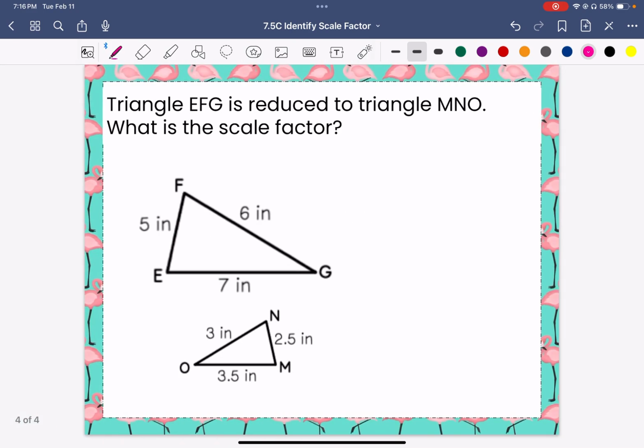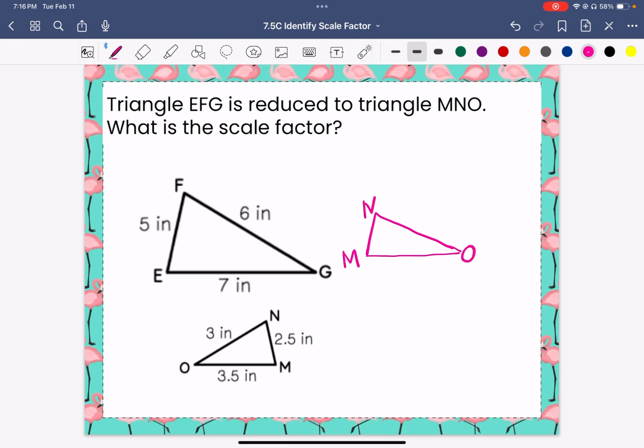All right, let's look at this one. So you have triangle EFG is reduced to triangle MNO. So that means our scale factor is less than 1. So I'm going to draw the small triangle to the right of it. Sorry, we have EFG is similar to MNO. So this would be MNO.